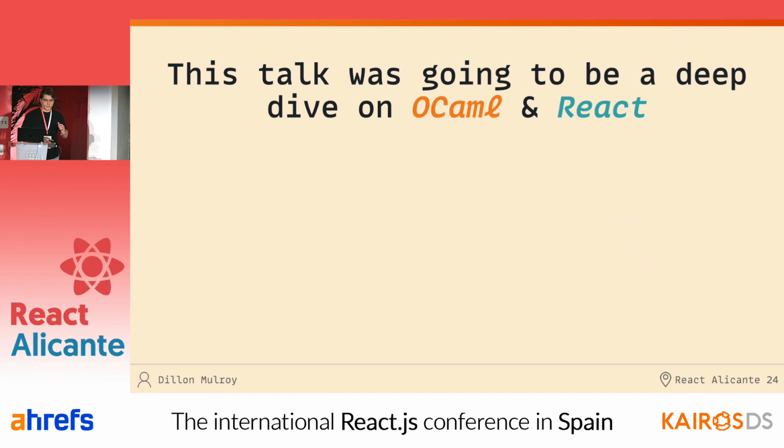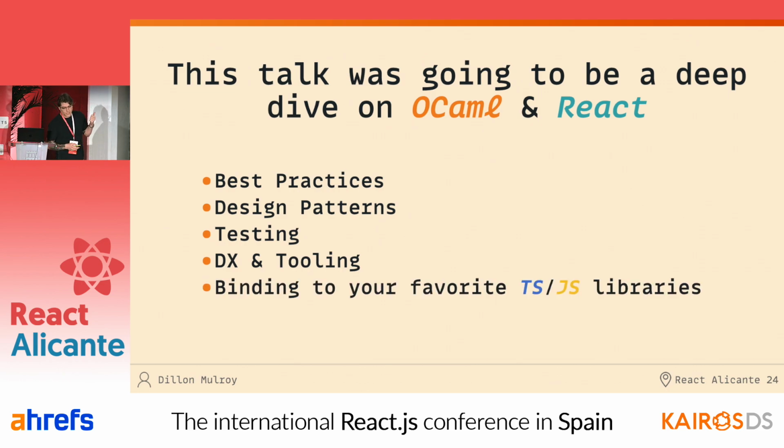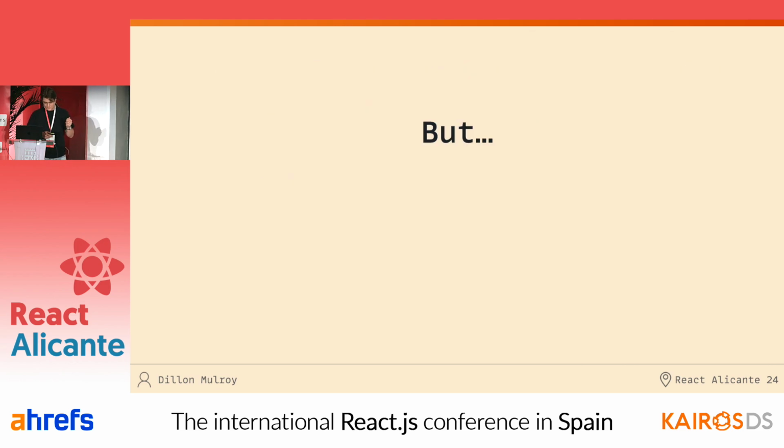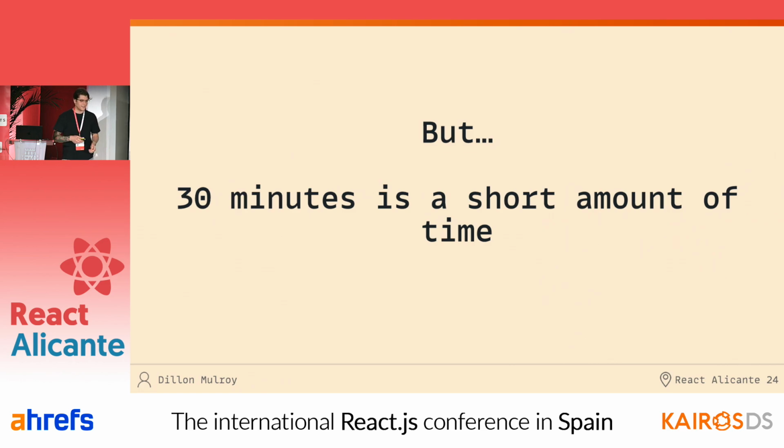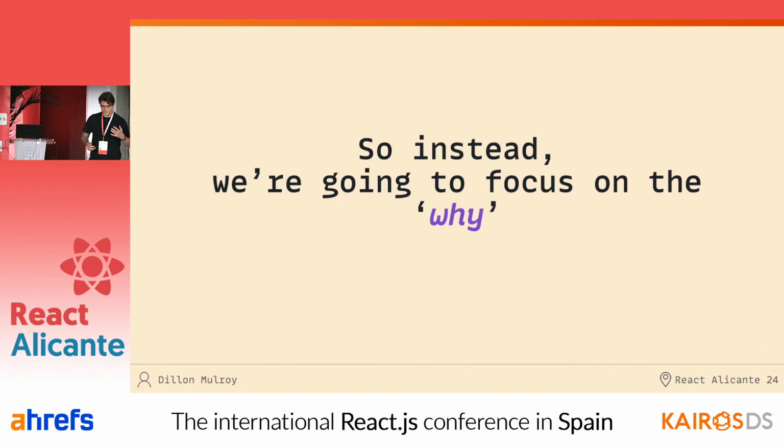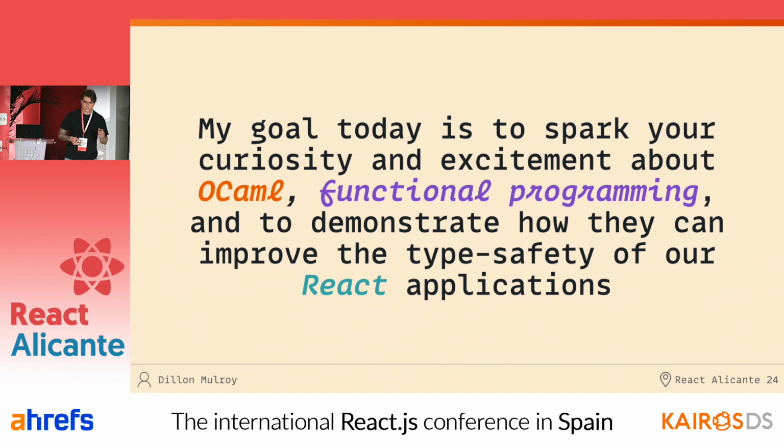So this talk was going to be a deep dive on OCaml and React. We were going to cover best practices, design patterns, testing, DX and tooling, and really getting in the weeds of how to bind to your favorite TS/JS libraries, whether that's XState or Redux, RTK, or LeftPad. That being said, 30 minutes is a short amount of time, and earlier this week I had a change of heart, and I realized that I wasn't going to be able to convey in that amount of time the things I wanted to. So instead of covering a deep dive on this, we're going to focus on the why. So really my goal today is to spark your curiosity and excitement about OCaml, functional programming more broadly, and to demonstrate how these ideas and this language can improve the type safety of not only our React applications, but our code in general.